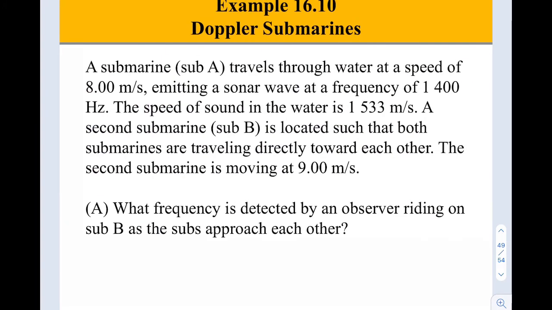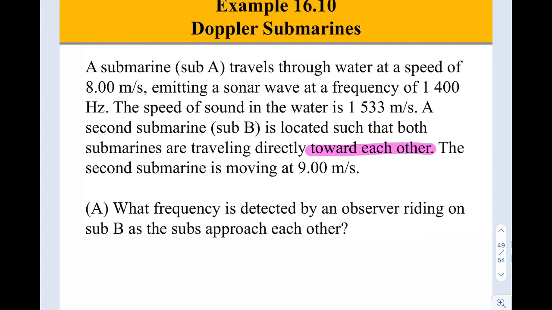Now example 16.10, Doppler submarines. A submarine, sub A, travels through water at a speed of 8 meter per second and emits a sonar wave at a frequency of 1400 Hz. The speed of sound in the water is 1533 meter per second. A second submarine, sub B, is located such that both submarines are traveling directly towards each other. So the keyword is towards each other, right? The second submarine is moving at this, right?